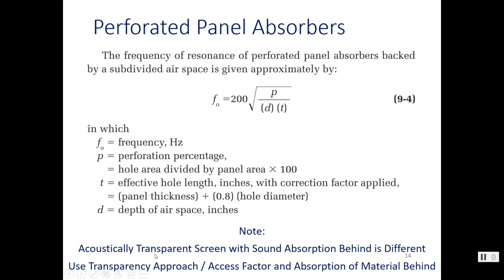So the acoustically transparent screen, that's what we can call it here, with sound absorption behind. If you were doing that type of thing, the approach you want to do is the transparency approach, and then from that, you calculate an access factor. And that essentially is a quantification of how much sound is allowed to pass through that surface material that's essentially there for aesthetics or maybe for protection of the material behind.